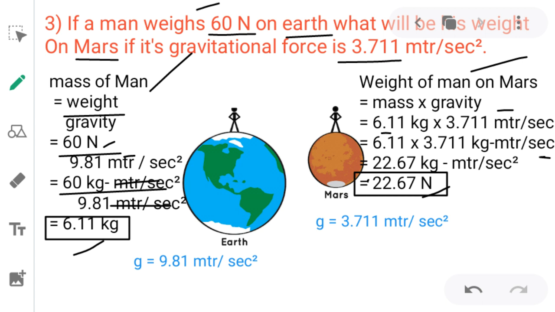The weight of man on Earth, as per the given problem, was 60 Newton. That means as the gravitational force or acceleration due to gravity decreases, the weight also decreases, but mass remains constant whatever the acceleration due to gravity. So in this way we can solve the problems on mass and weight and gravitational force on different planets. You should keep in mind one thing: mass remains constant all over the place, but the weight changes from place to place.